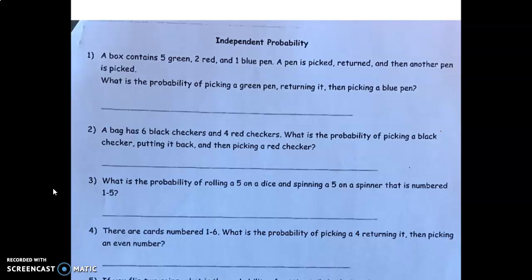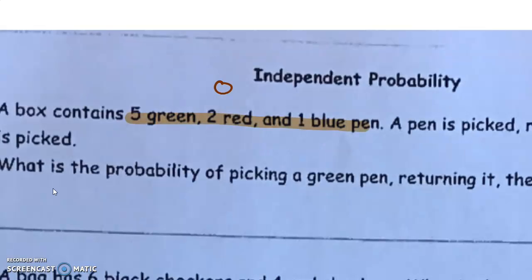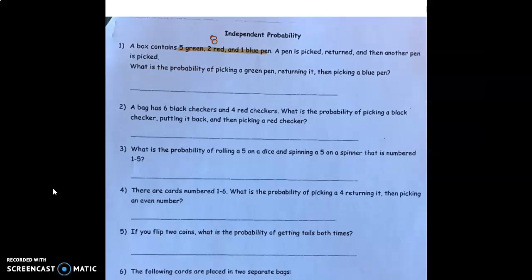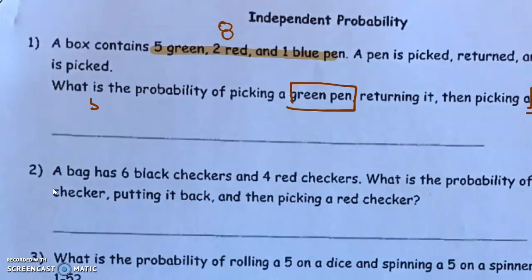Okay? Alright, so first off, how many pens are in this box? You got 5 green, 2 red, and 1 blue. So there's 5, 6, 7, 8. There are 8 total pens in that box. So what is the probability of picking a green pen, putting it back, then picking a blue pen? So how many green pens are there? There's 5, right? And how many pens are in the box? There are 5 out of 8.